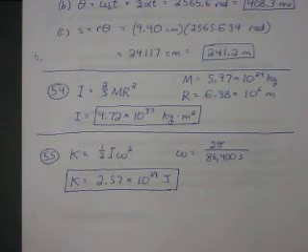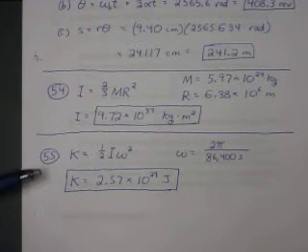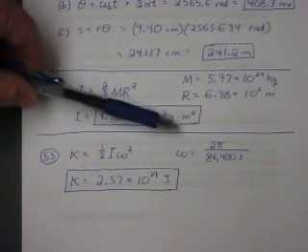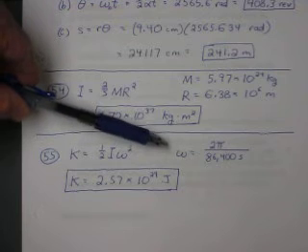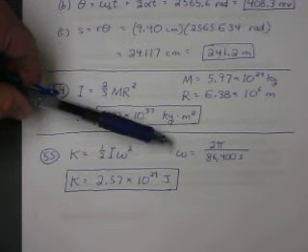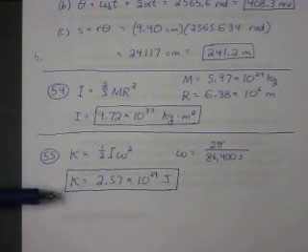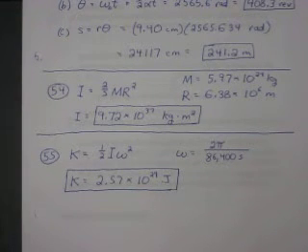Number 55 then asks, find the Earth's rotational kinetic energy. So kinetic energy equals 1/2 I omega squared. We already solved for I in problem 54. Omega, we solved for this in a previous problem. Omega is 2 pi over 1 day, which is a period of 1 day, which is 86,400 seconds. And so when we plug in those values, we get a kinetic energy for the Earth of 2.57 times 10 to the 29th joules.